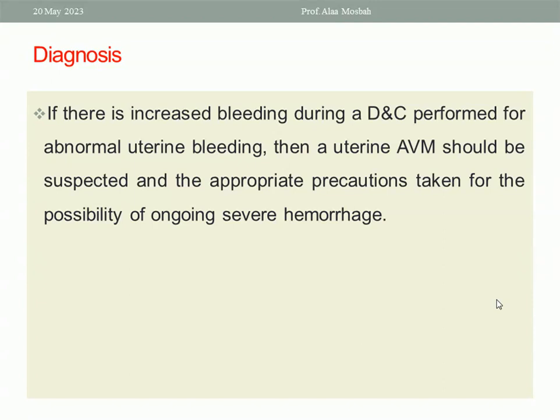If there is increased bleeding during a D&C performed for abnormal uterine bleeding, then uterine arteriovenous malformation should be suspected, and the appropriate precautions taken for the possibility of ongoing severe hemorrhage. If you are already doing D&C and you are surprised with severe bleeding, put in your mind that this case may have arteriovenous malformation. So all precautions should be taken.